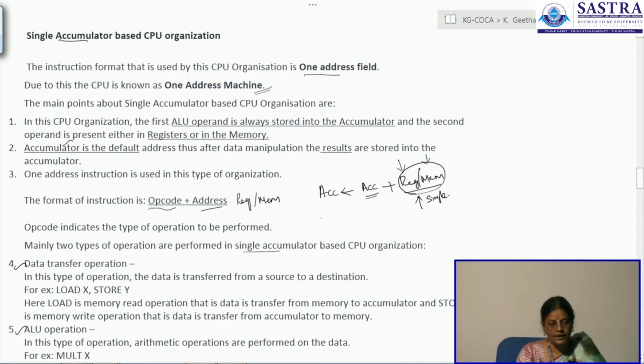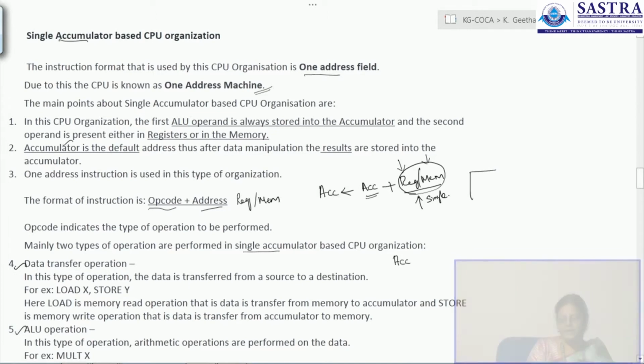So when we execute this type of instructions in accumulator based organization, we expect one operand to be in accumulator. That means accumulator has to be initialized with the data. So we all know the data will be there in the memory. So there could be some separate instruction to be used, executed to move the data from the memory to the accumulator. For that type of operation, we refer as data transfer operation.